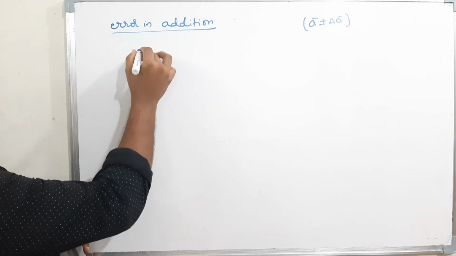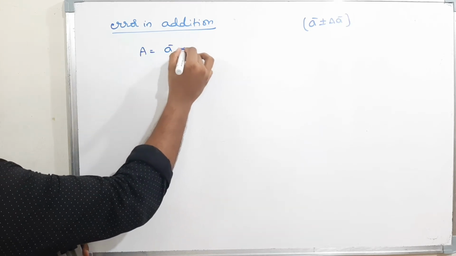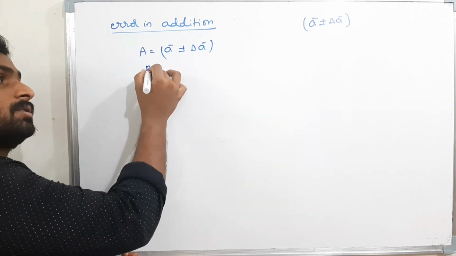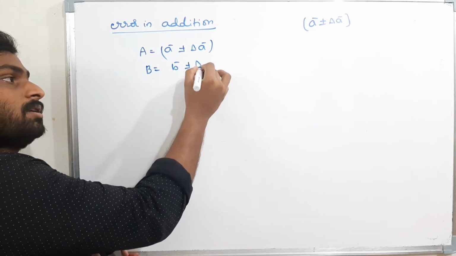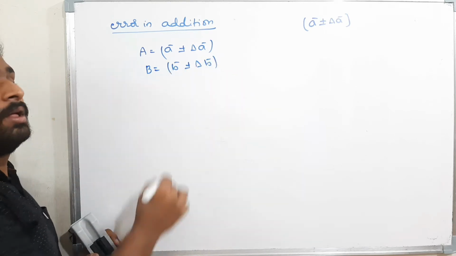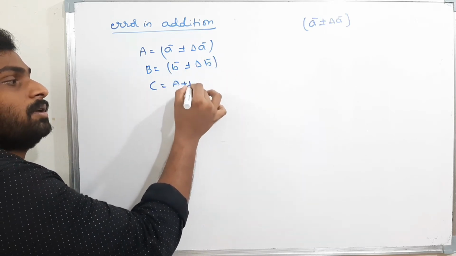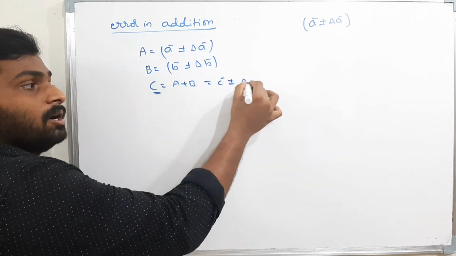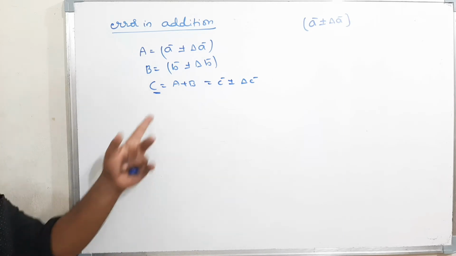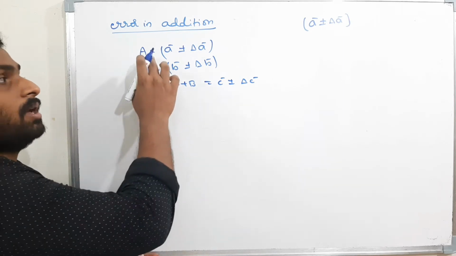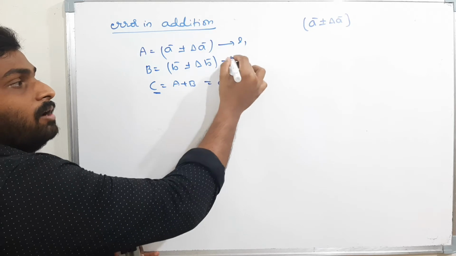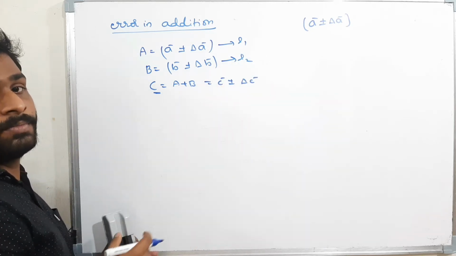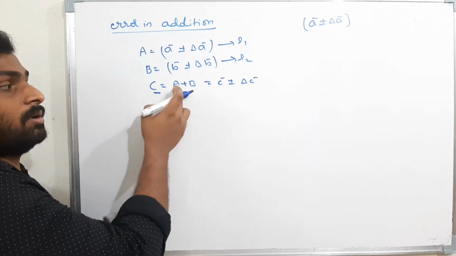Now, A is equal to A bar plus or minus delta A bar. And B is equal to B bar plus or minus delta B bar. And now they told C is equal to A plus B, and even C I should represent in the form of C bar plus or minus delta C bar. Assume A is the length of one rod and B is the length of the other rod. Now they told to find the length of the sum of the two rods. Therefore, that is nothing but C, and C is nothing but A plus B.